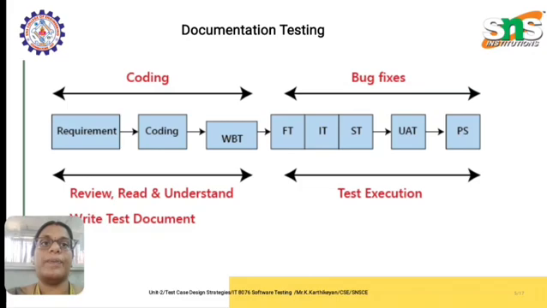Documentation testing is divided into two types, coding as well as bug fixes. The coding part takes place from the requirement till the white box testing, and we need to first read and review all these documents, then only can we perform this documentation testing. Once it is over, we will be performing unit testing, integration testing, system testing, and user acceptance testing. These are the types of testing which are commonly carried out once our white box testing is completed.